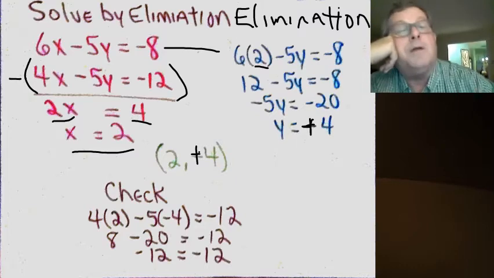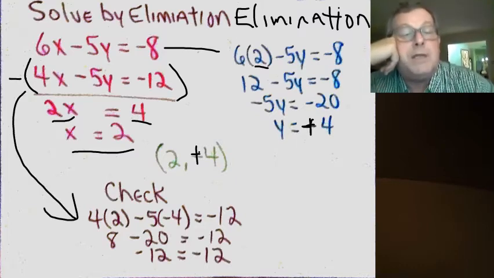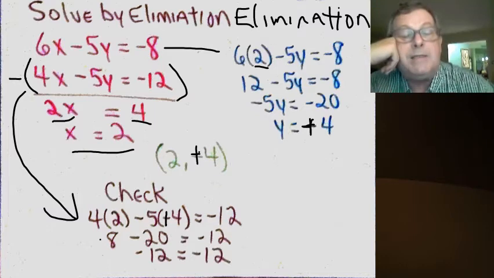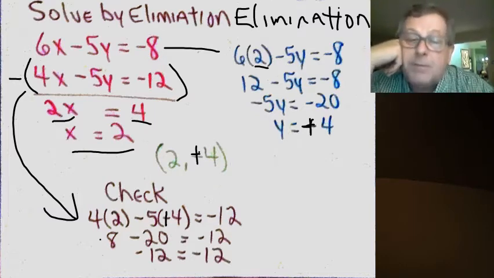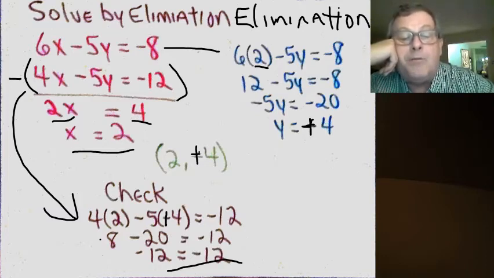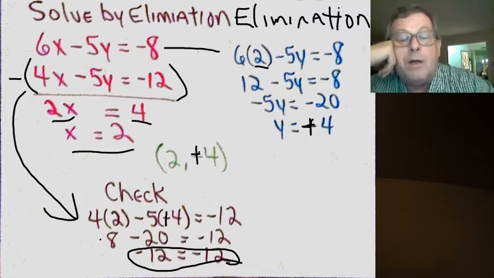Now, I certainly better check my work because I've already made a mistake in here, so I'm going to plug it in. I'm going to plug in the 2 for x and the 4 for y. So I got 4 times 2 is 8. I got minus 5 times positive 4 is minus 20 equals minus 12. And minus 12 does in fact equal minus 12.